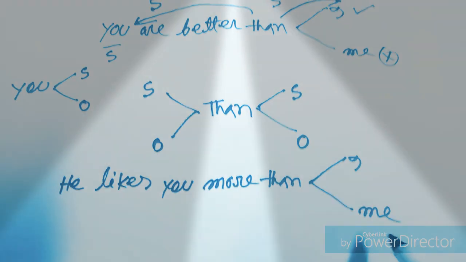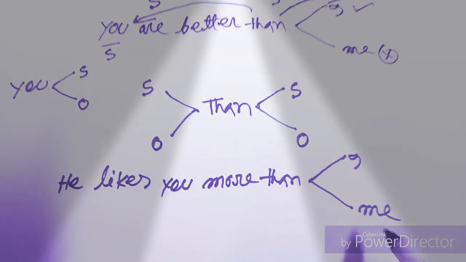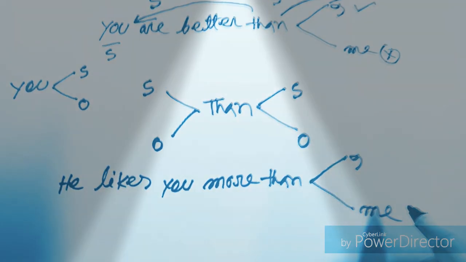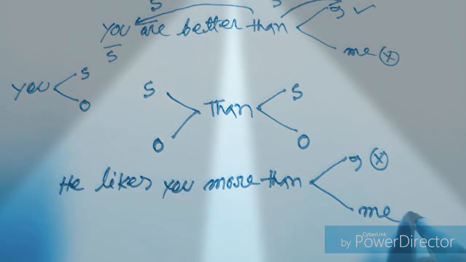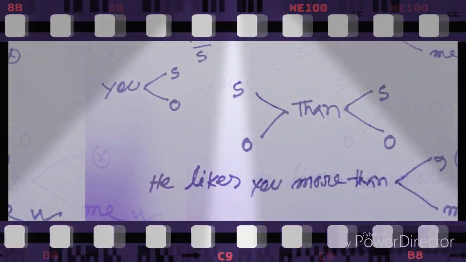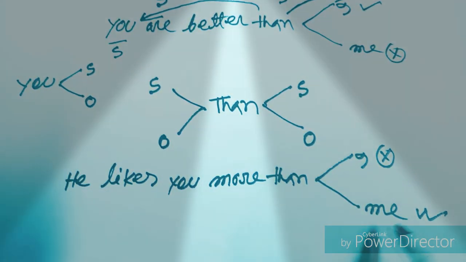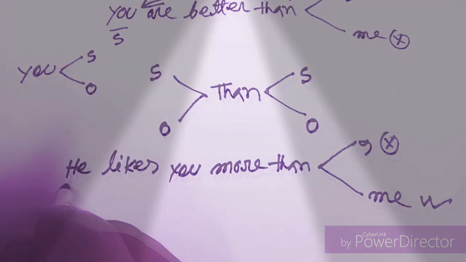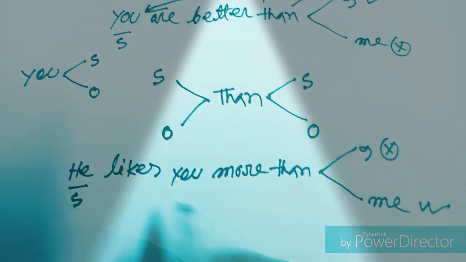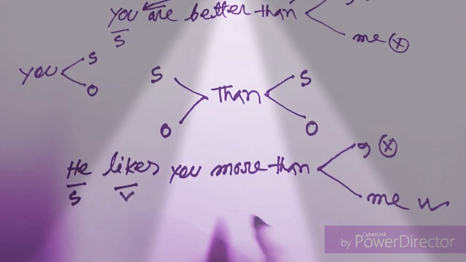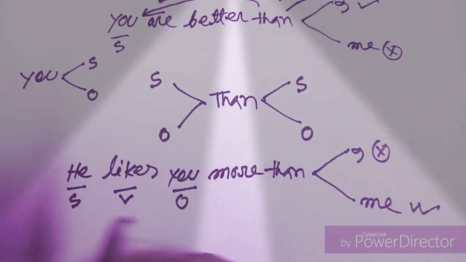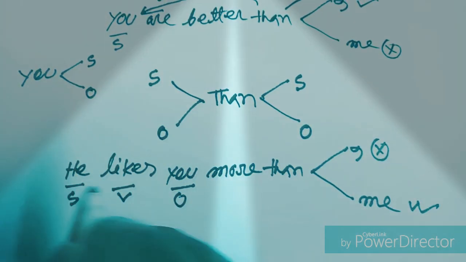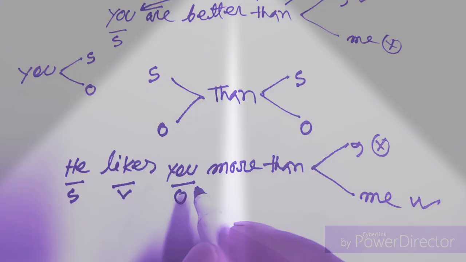So here which one is correct? Here I is wrong, me is correct. So you can ask me, sir, how is me correct? Okay, let's see. Here he is the subject, likes is the verb, you is the object. Now it is very easy to understand. He is subject, likes is verb, you is object.